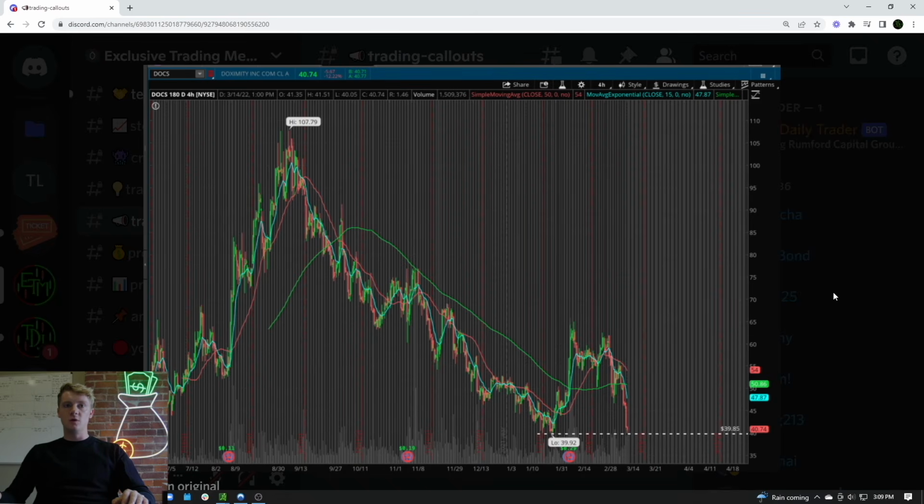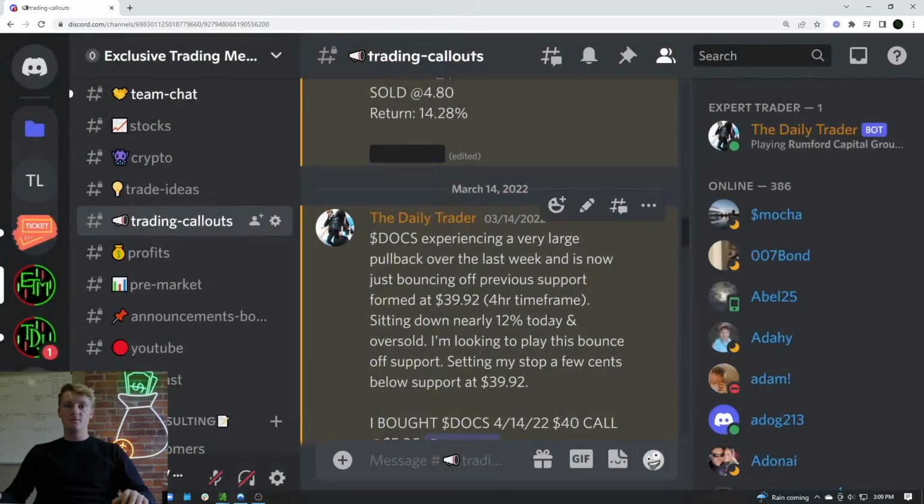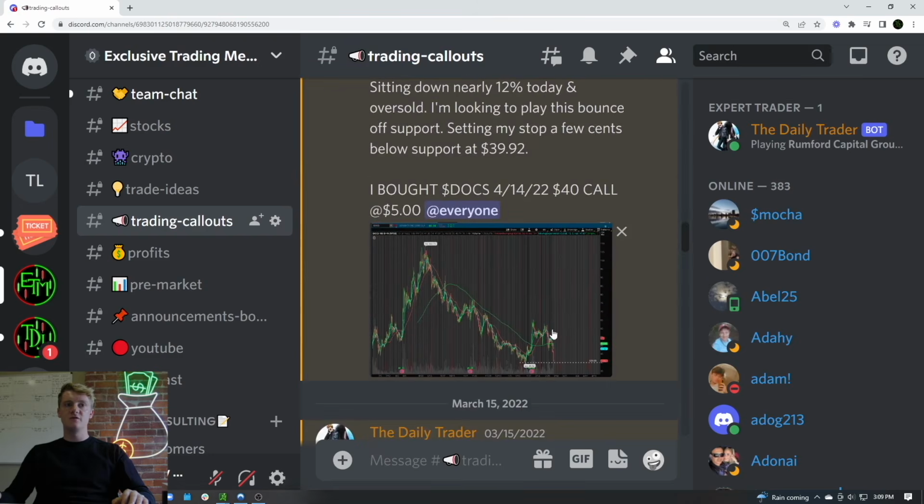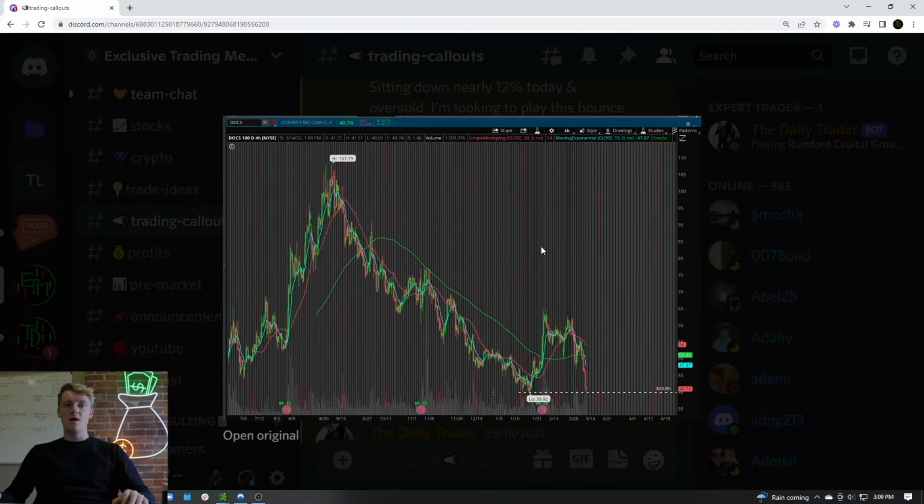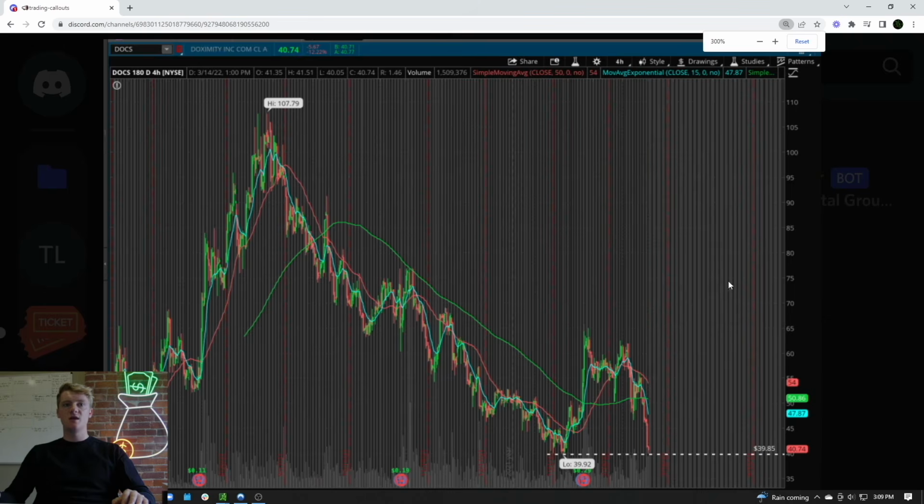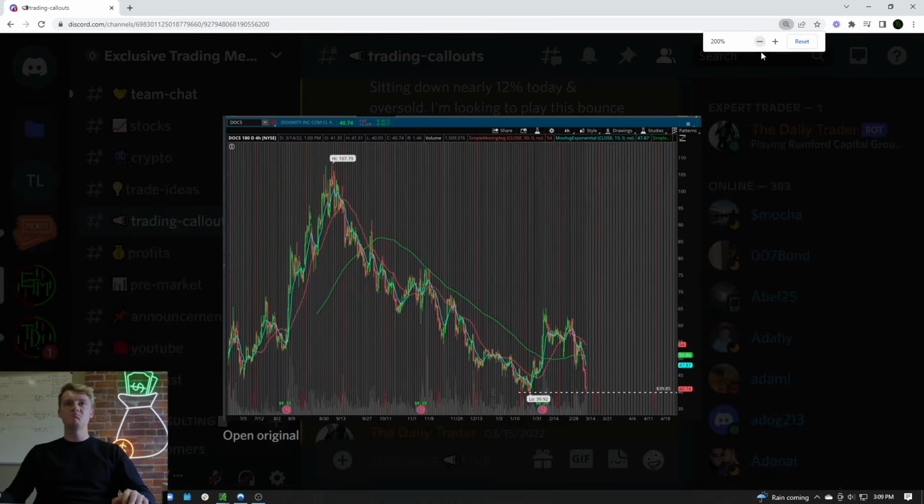So what I did was, well, I entered, all right? I bought some calls. As you can see, I bought the DOCS $40 call, and I was looking to play a bounce off this support. Okay, I set my stop a few cents below support. Now I entered, this could be an early entry. Like I said, I don't sweat the entry. I set my stops, and if we broke below that level, then I'd get stopped out, and that's all right. Keeping my loss to a minimum.